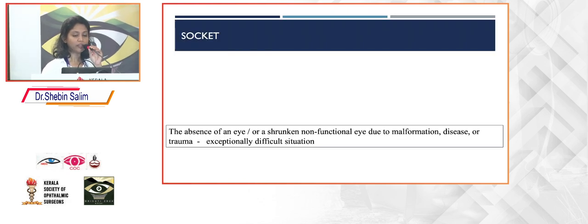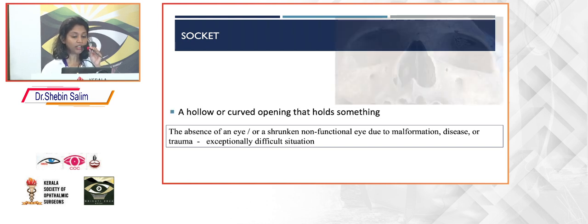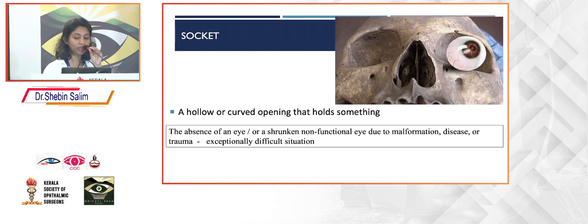So, absence of an eye or a shrunken, non-functional eye due to any etiologies is an exceptionally difficult situation for a patient. So, what is a socket? A hole or a curved opening that holds something. So, here the bony socket is holding the globe.